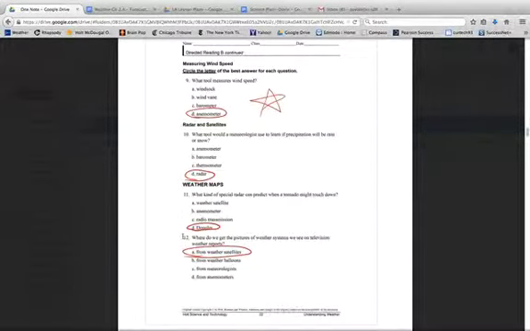Eleven, what kind of special radar can predict when a tornado might touch down? That's the Doppler radar. And twelve, where do we get the pictures of weather systems we see on television weather reports? We get those from weather satellites. So most of our weather information comes from weather balloons or the Doppler radar or from weather satellites.